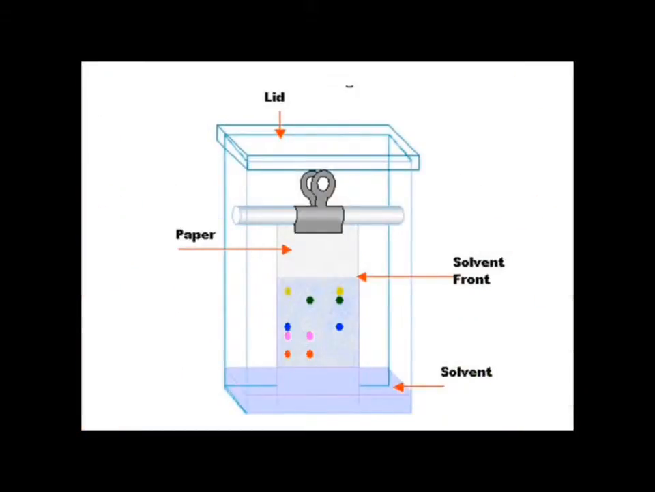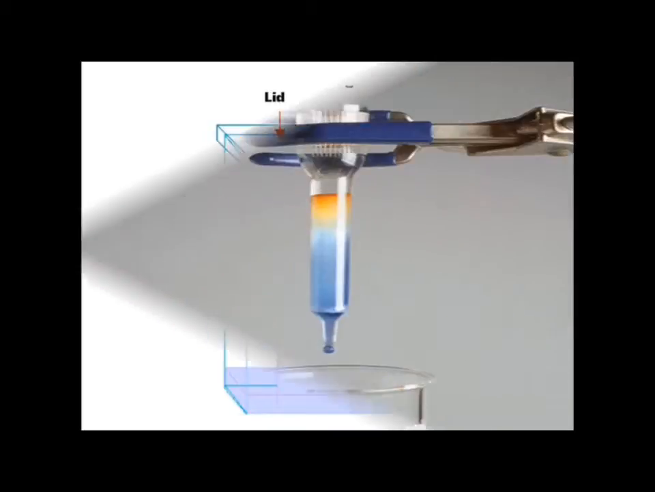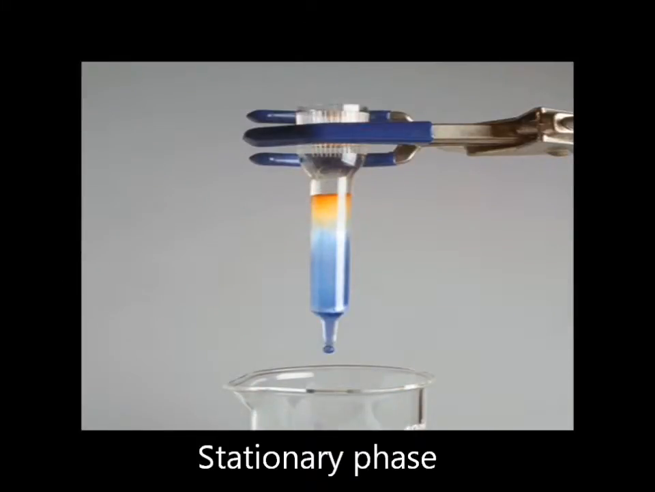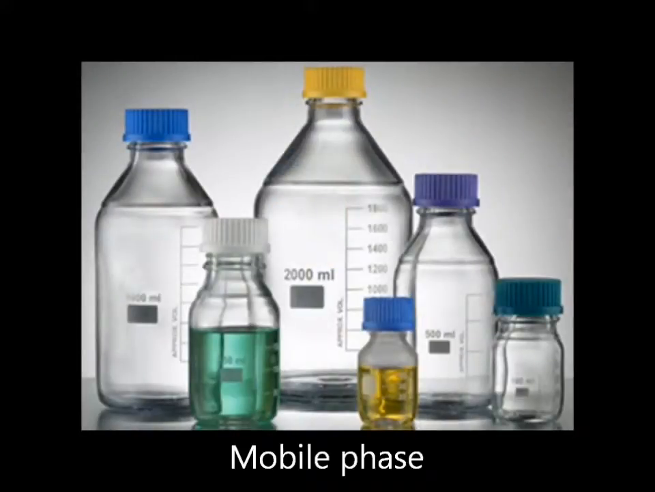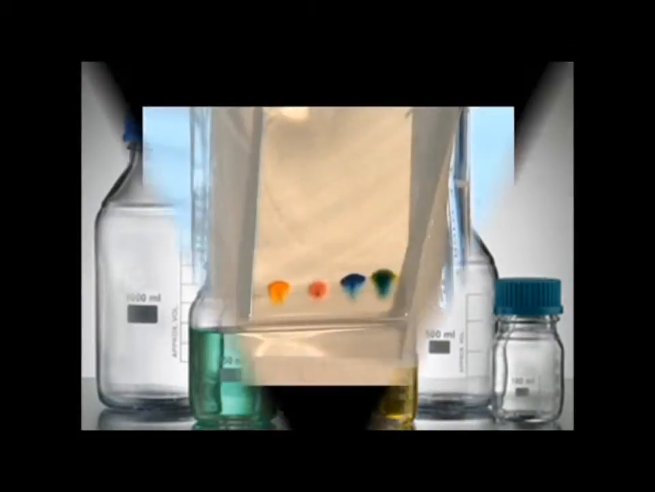Firstly, chromatography is a physical method in which separation of components takes place between two phases, a stationary phase and a mobile phase. Stationary phase is the fixed substance on which adsorption of the sample takes place. It can be a solid, a gel, or a solid-liquid combination. The mobile phase is the liquid or gas which carries the sample through the stationary phase.